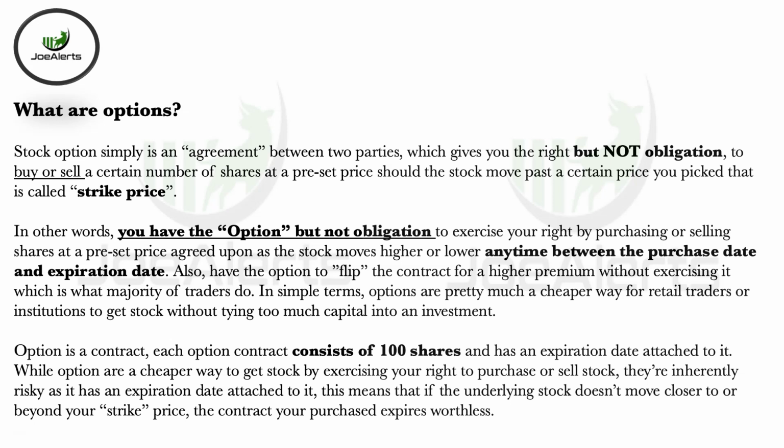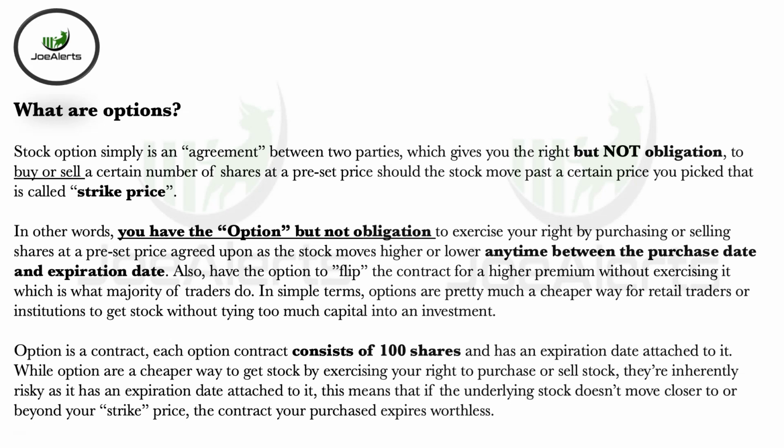You have the option but not the obligation to exercise your right by purchasing or selling, because remember there's two ways that go with stocks. You can either bet against the stock, that it's going down, so you sell, or you can bet that it's going up, so you buy. So that's where calls and puts come into play, which I'll get into in a few minutes. So, in other words, you have the option but not the obligation to exercise your right by purchasing or selling shares at a preset price agreed upon as the stock moves higher or lower anytime between the purchase date and the expiration date. So you don't have to wait until the expiration date. You can sell it, flip it anytime between the purchase date and the expiration date.